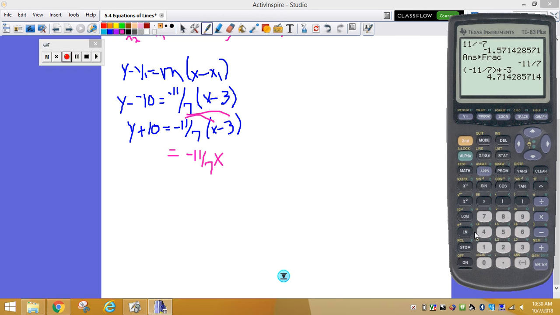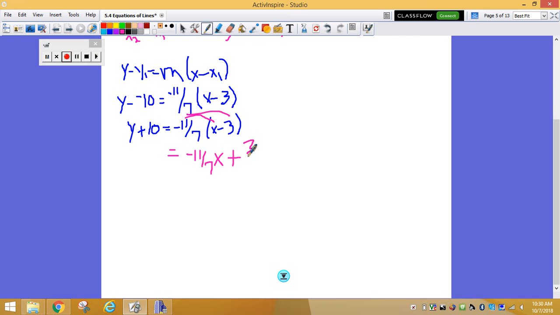And that gives me a long decimal. We're going to change it to a fraction. Math, enter. It's a positive, so I'm going to put plus 33 over 7. And I'm going to bring down y plus 10. The only thing left to do is move that 10. So I'm going to do minus 10, minus 10.